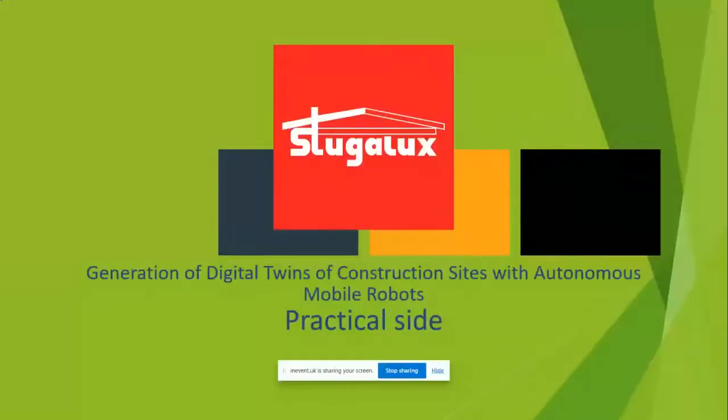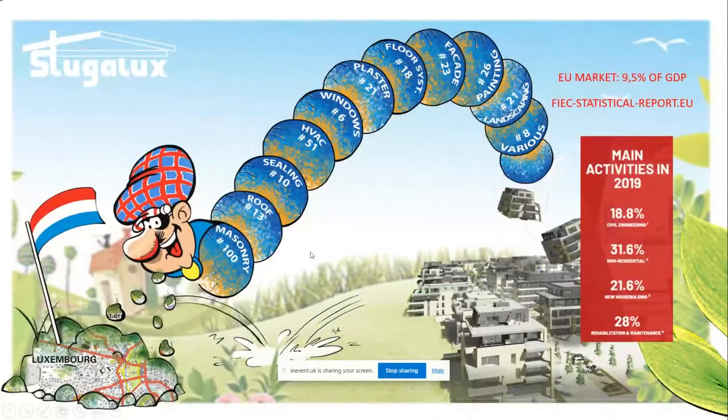I will do my very best, and for this I have prepared a few slides. Actually, the whole process started at Stugalux a few years ago, when we defined our process as being something like a caterpillar. We have basically the masonry, the roof, the ceiling, HVAC, windows, up to painting, landscaping, all within our company. And so we basically eat land. At the end, there's some housing coming out.